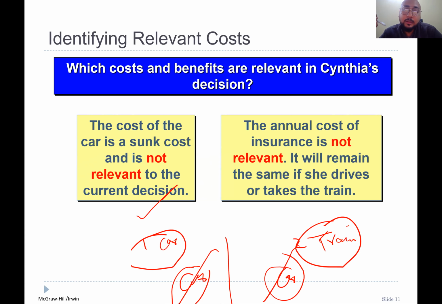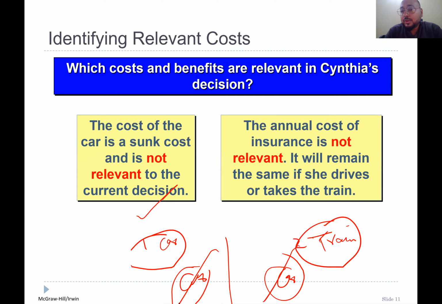So that's why, plus the cost of the car is already paid. She bought it before, right? So it's sunk cost. She cannot recover that cost unless she sells it. When she sells it, she may not recover the full cost, right? So that's why it's called sunk cost.